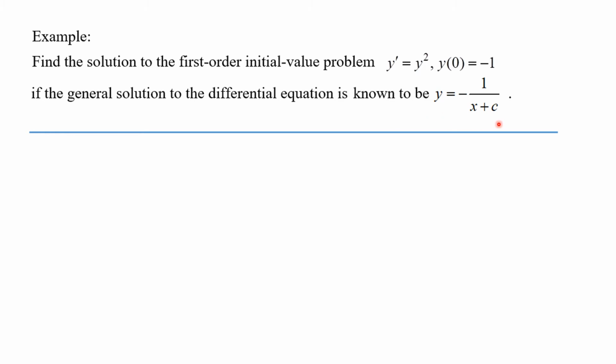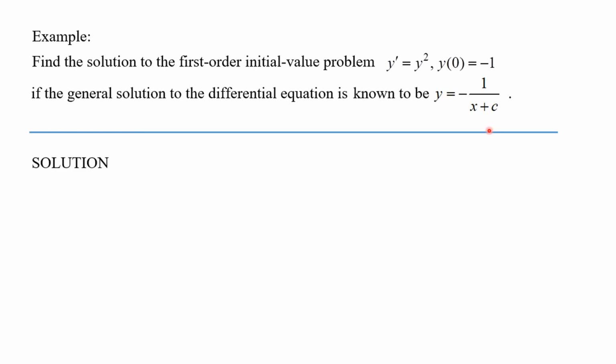In this question, we are given a first order differential equation subject to an initial condition. So this whole set of problem is known as a first order initial value problem. And we are also given the general solution to this differential equation, which is y equals negative 1 over x plus c. We are asked to find the solution to the first order IVP given the general solution. So how do we go about solving this problem?